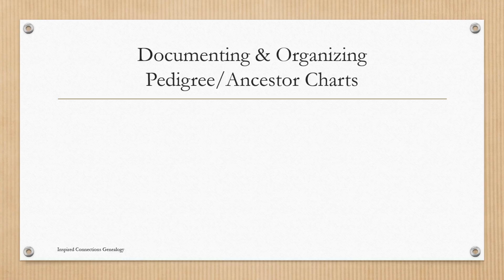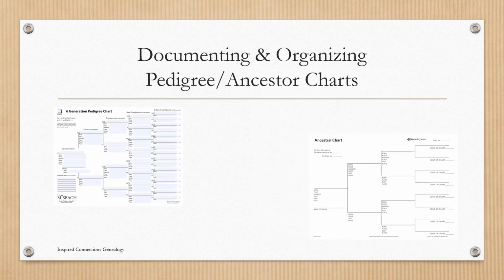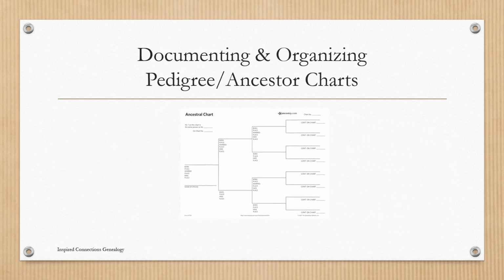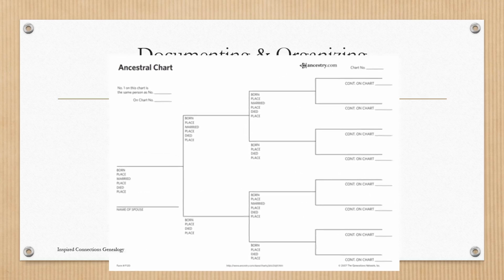Let's take a look at some of these forms. We're going to start with a pedigree or ancestor chart. Now, you see a number of them on the screen here, and know that there are some different styles in these charts, but they all record pretty much the same information, just a little bit of variance between them. We're going to take a closer look here at this one that I got from Ancestry.